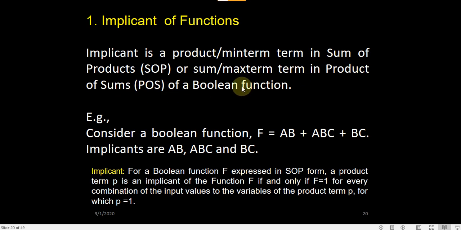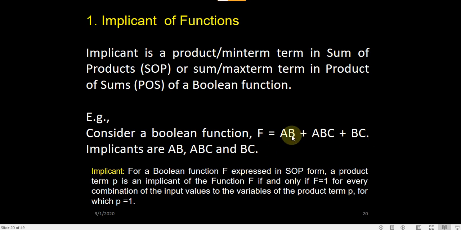or a sum term, a maxterm, in a product of sums. It is that one particular input combination for which the function will be true, known as an implicant. For example, AB plus ABC plus BC, each one of them will be known as an implicant. Is it understood? Each one, because if this implicant is true, F will also be true. So AB is an implicant, ABC also is an implicant, BC also is an implicant. Is it clear? What is an implicant?